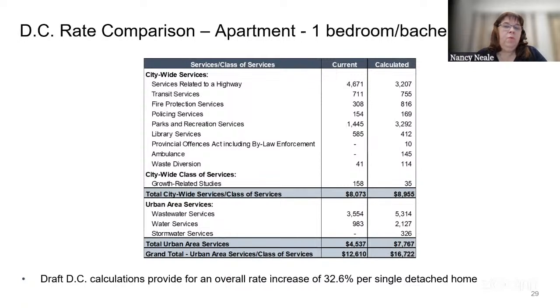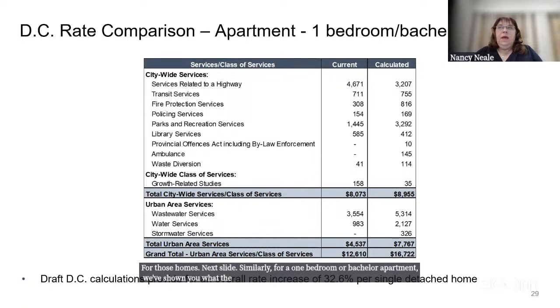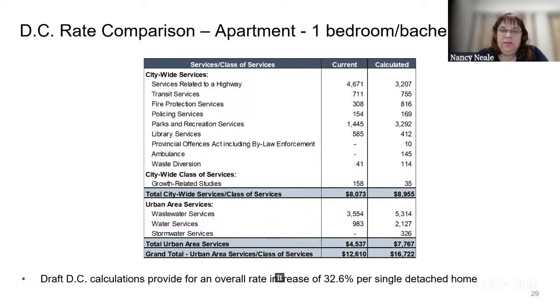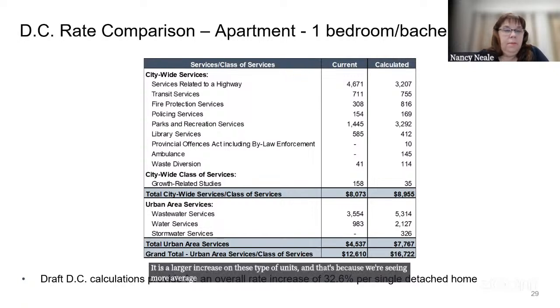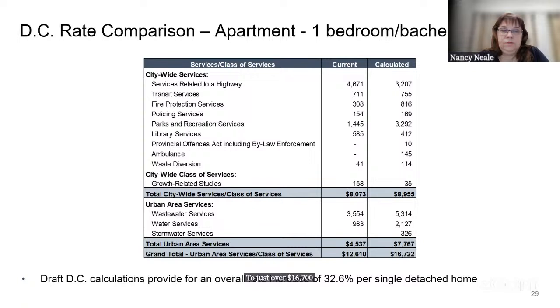Similarly, for a one-bedroom or bachelor apartment, we've shown you what the increase would be. It is a larger increase on these type of units, and that's because we're seeing more average or higher average persons per unit in these units than what used to be there during the last development charge calculation. So just under a 33% increase, going from the $12,610 to just over $16,700 per unit for those. Next slide.